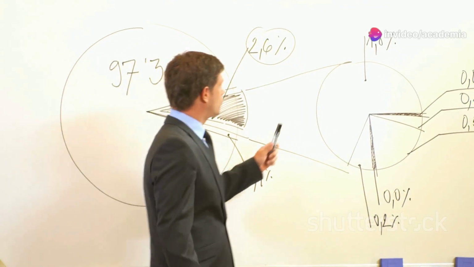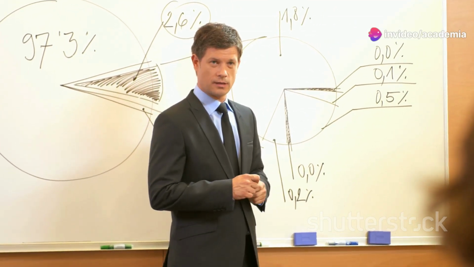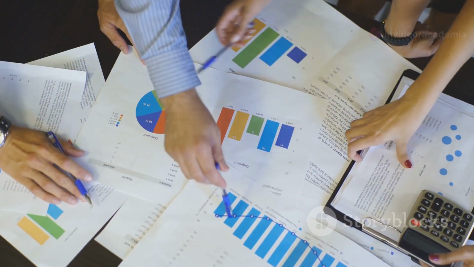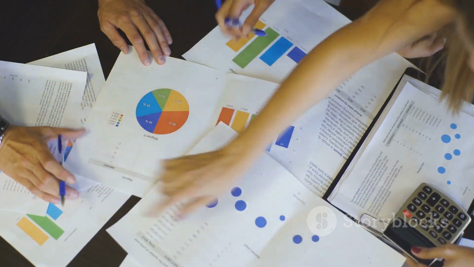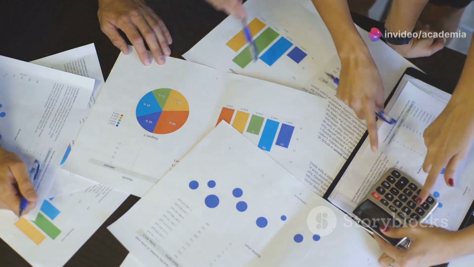Another method is the profitability index, or PI. This technique is useful for comparing different projects. PI calculates the ratio of the present value of future cash flows to the initial investment. A PI greater than 1 indicates a good investment.